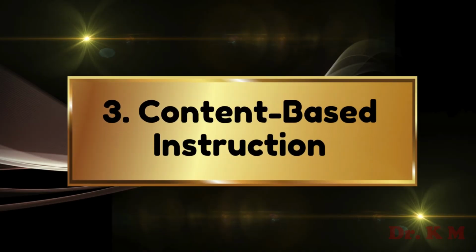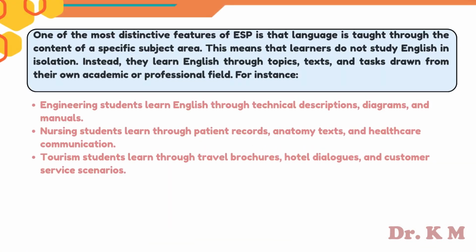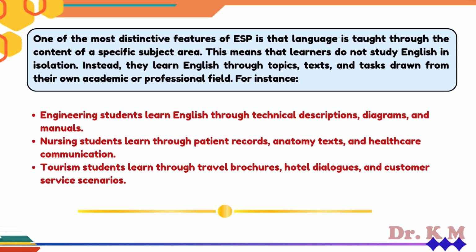3. Content-based instruction. One of the most distinctive features of ESP is that language is taught through the content of a specific subject area. This means that learners do not study English in isolation. Instead, they learn English through topics, texts, and tasks drawn from their own academic or professional field.